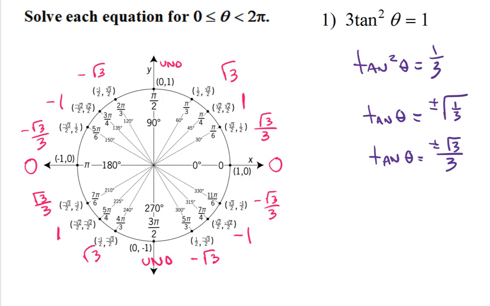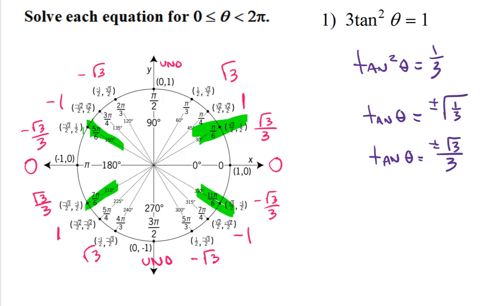So now I need to just look on the unit circle because I'm looking at 0 to 2 pi and see where that occurs. And that, my friends, is over here at this value, and then over here at this value for negative square root of 3 over 3 at 5 pi over 6. And then, of course, we're going to have 7 pi over 6 and again over here at 11 pi over 6. So we get 2 positive ones and 2 negative ones.